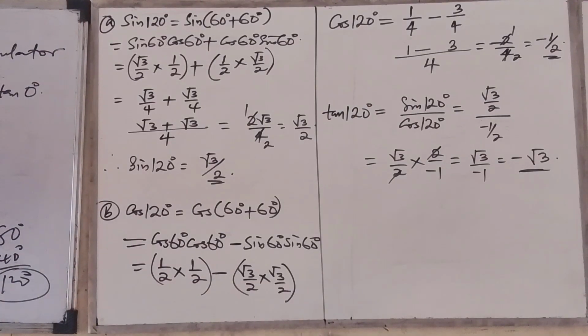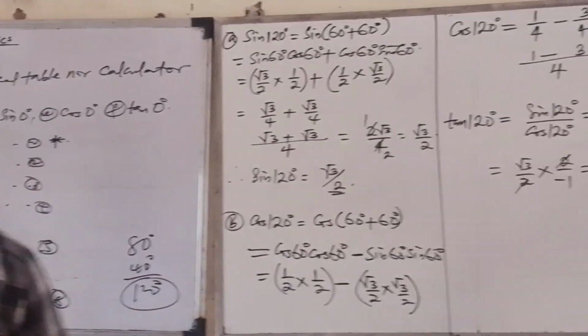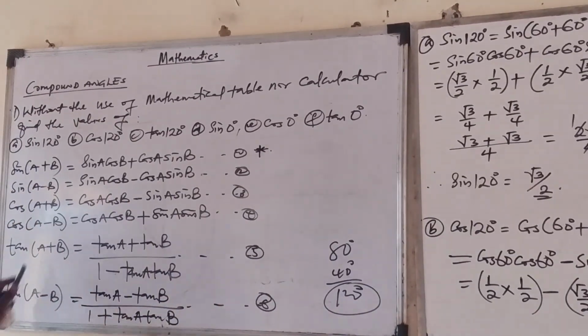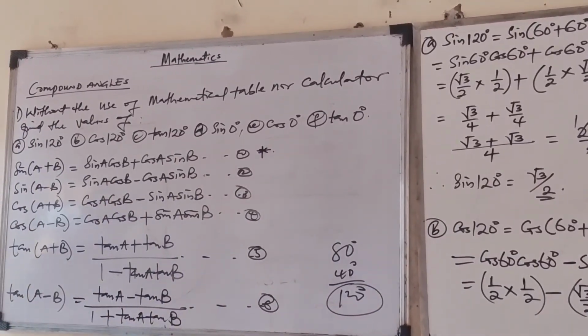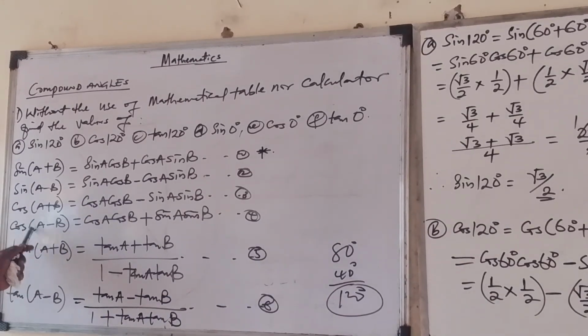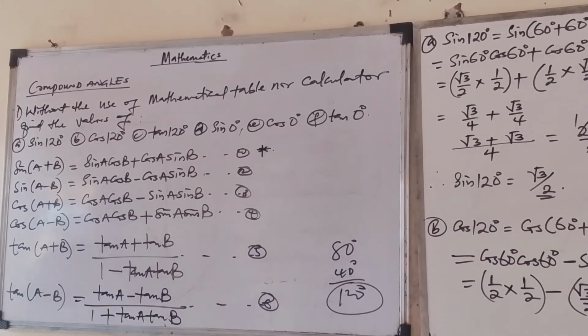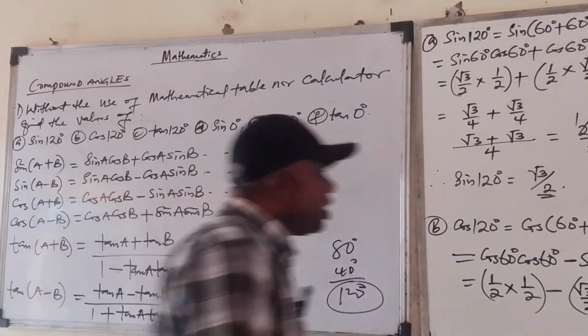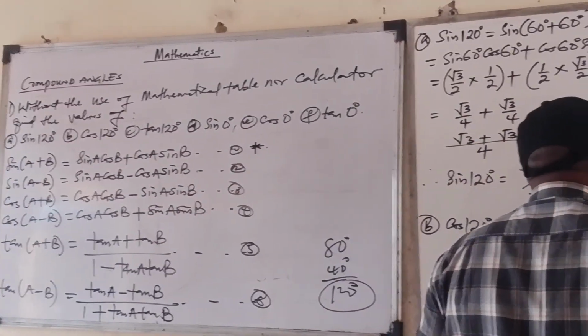Now remember, you can also use this identity, and it will give you the same value. Now let's look at the next one. Or let's use this one, tan 120, alternatively.